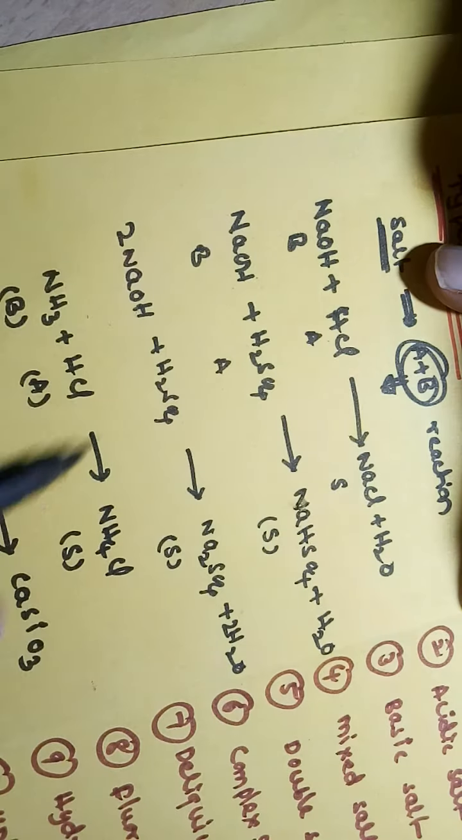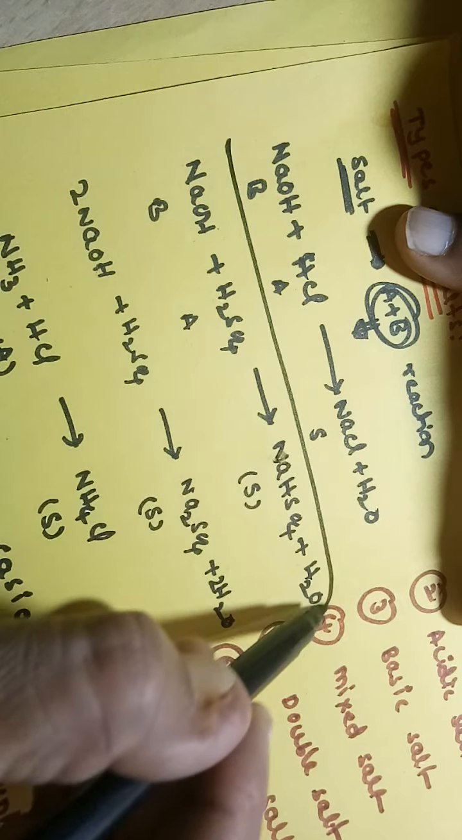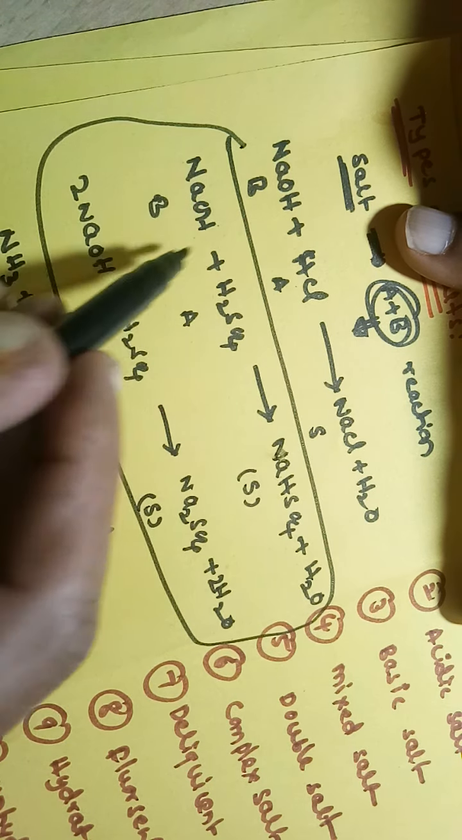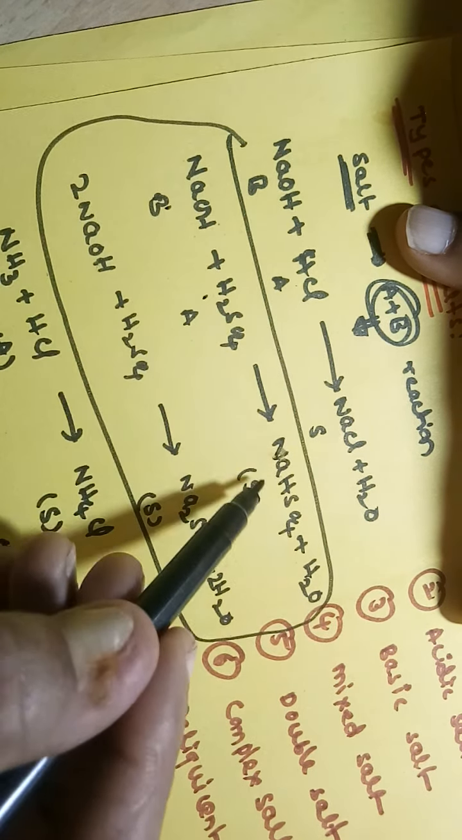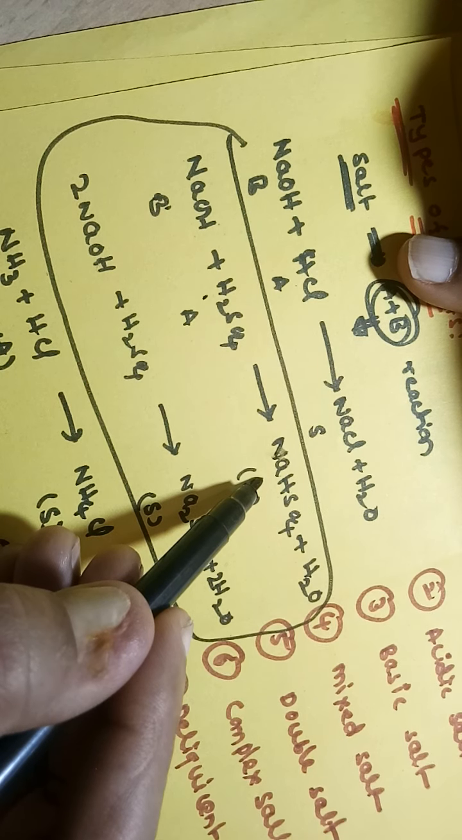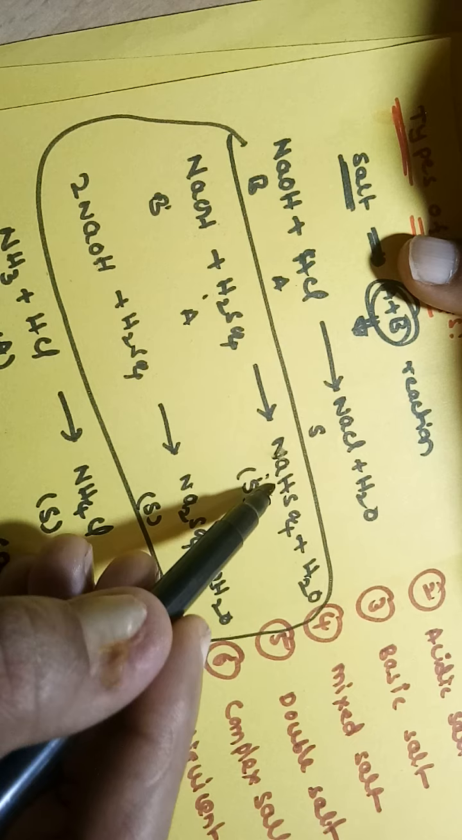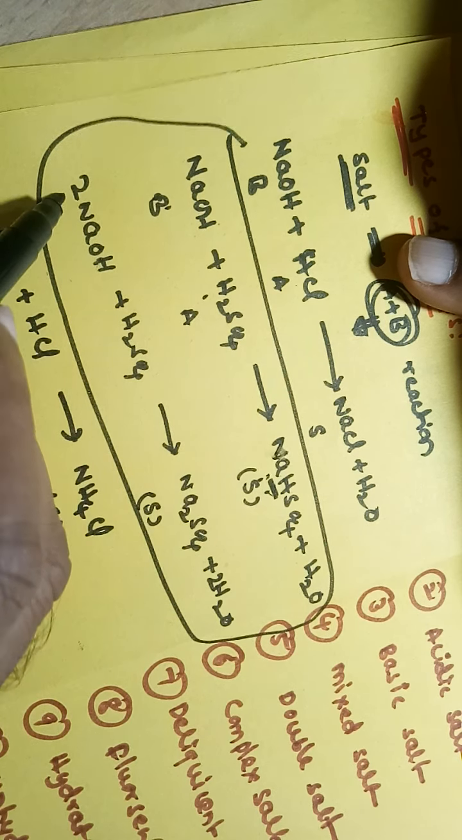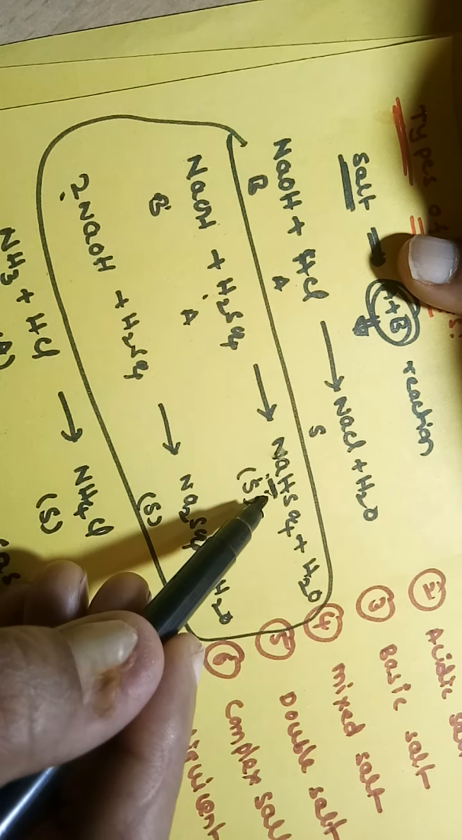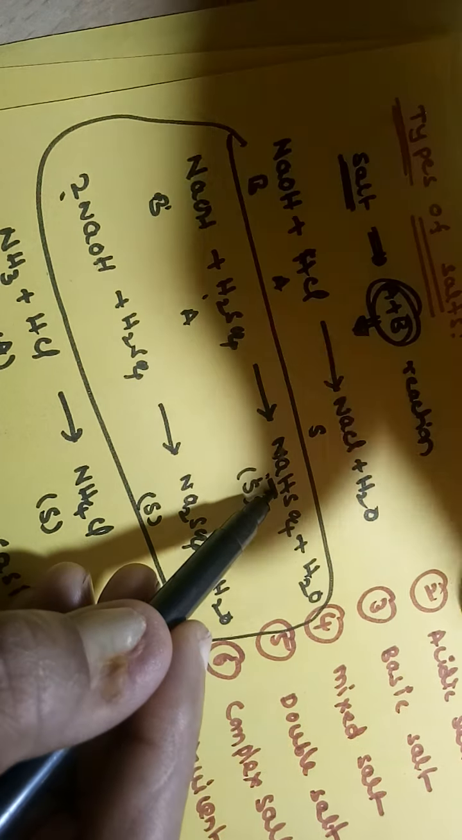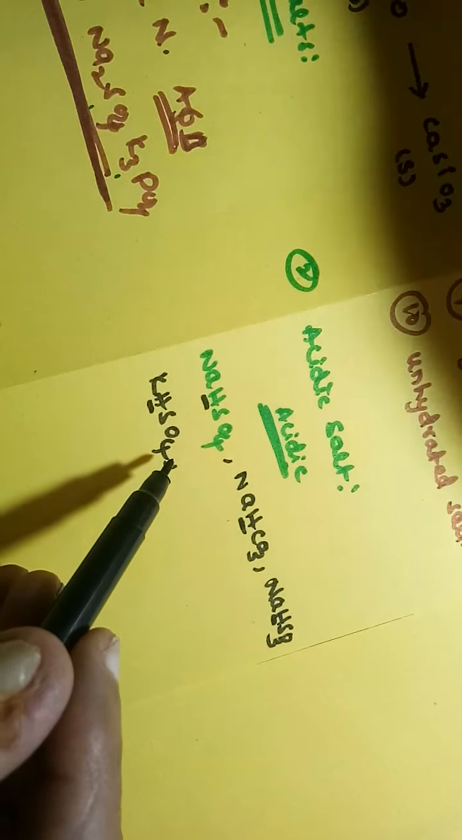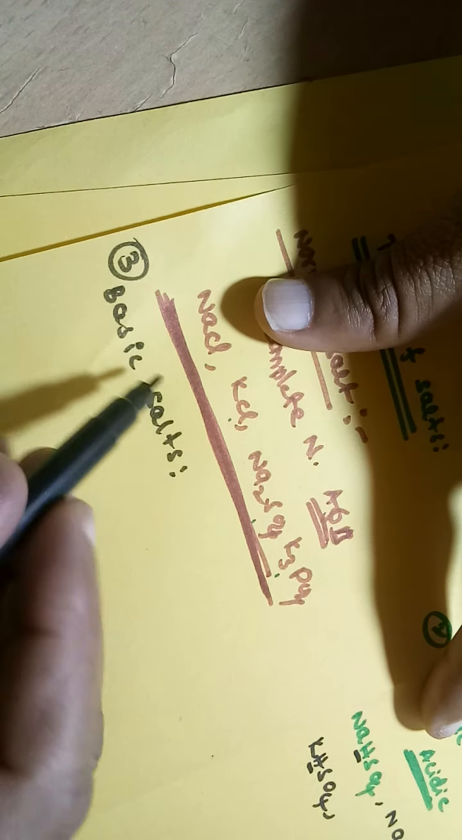So here we have these two reactions. In the first reaction only one hydrogen is replaced, such that NaHSO4 is formed. If one more hydrogen is replaced, that means it has one more replaceable hydrogen. If 2 moles are reacted, first this is formed, and in the next step this hydrogen is also replaced. Such types of salts are called acidic salts.